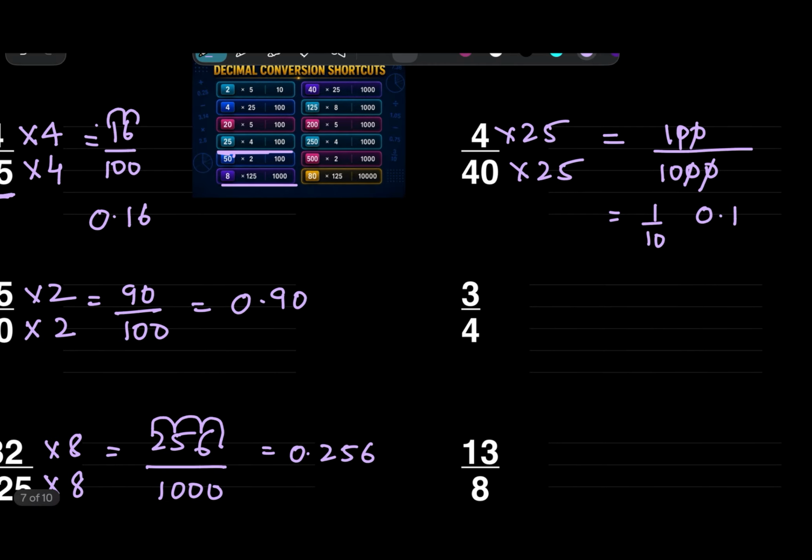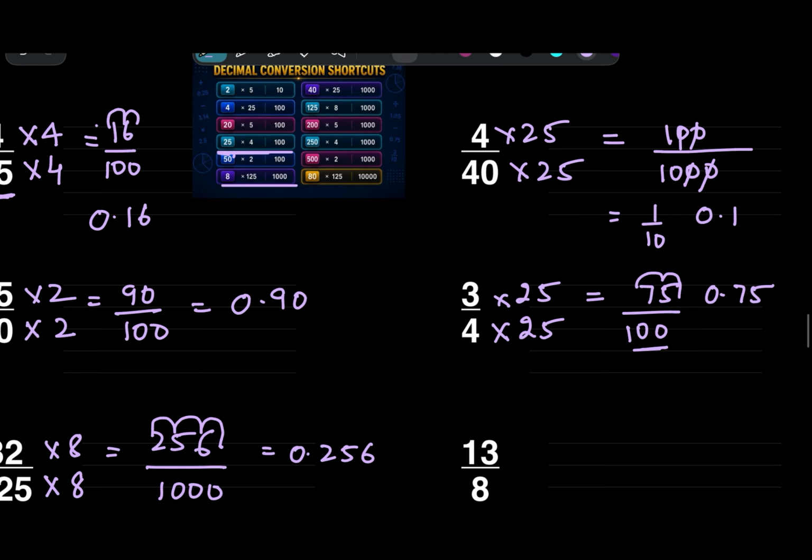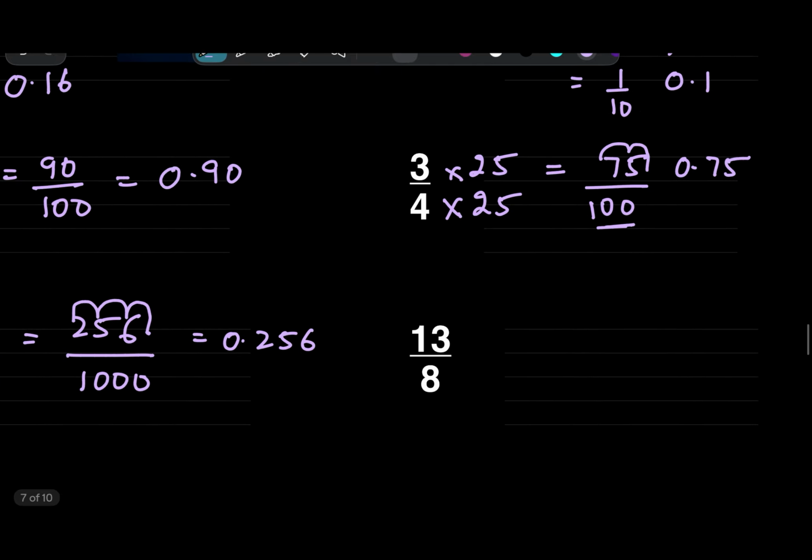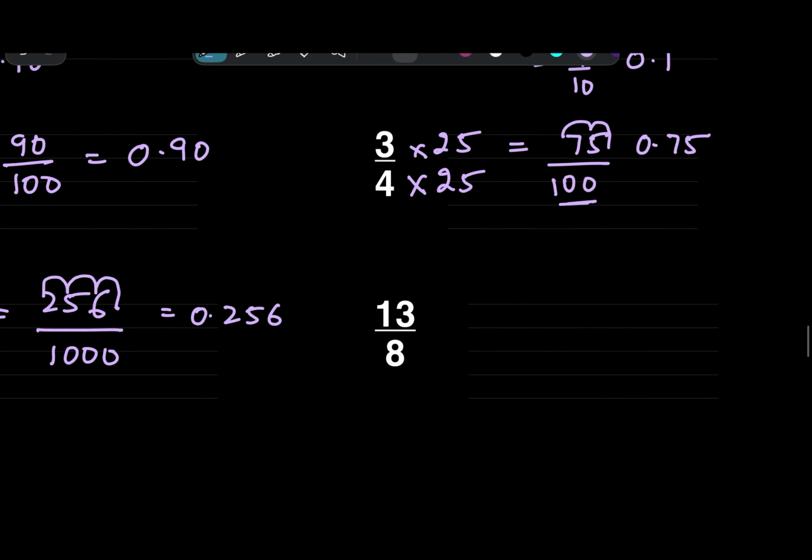3 upon 4. 4 into something which will give us 100 or 1000. Let's go to 100. 25 into 25. 75 upon 100. 2 zeros, so 2 jumps: 1 and 2. 0.75. The last one, 13 upon 8. 8 into what again is going to give us 1000? 8 into 125 is 1000. Into 125, oh my god, this is going to be a big number. Into 125 is 1000.